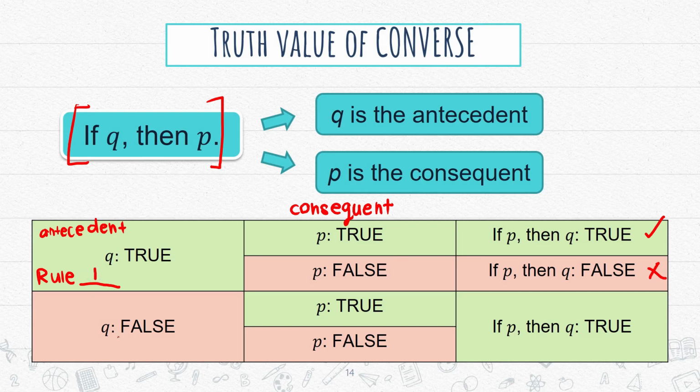So below here, the second row is if the antecedent is false. This is the application of rule number 2. Then the whole converse will be true.